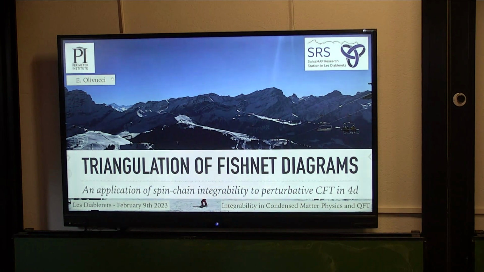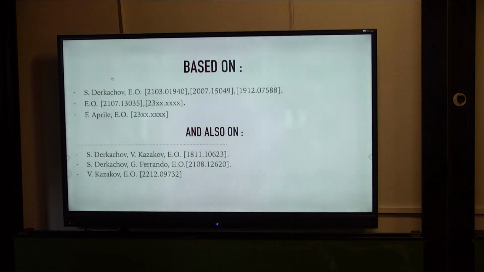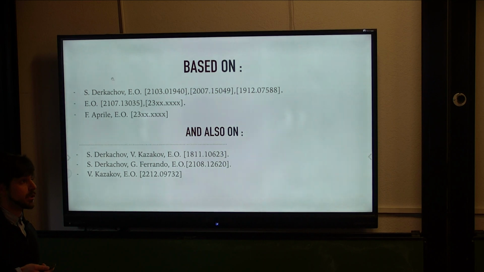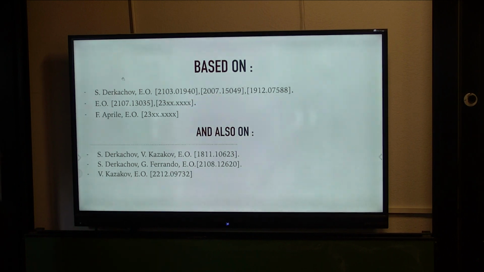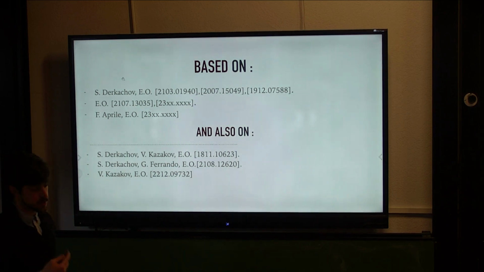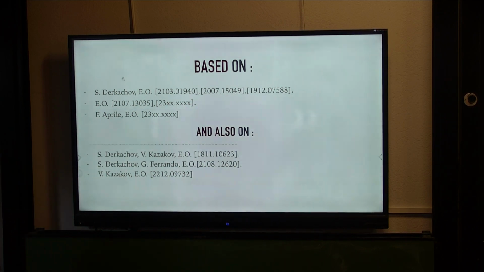Triangulation of fishnet diagrams. This talk is based on a series of works inspired by papers by Derkachov, Manashov, and Korchemsky, and deals with non-compact spin chains in infinite-dimensional representations. So basically, the idea of my talk is to use spin chains to compute Feynman integrals. Feynman diagrams are the objects that describe the perturbative expansion in the coupling in quantum field theories.